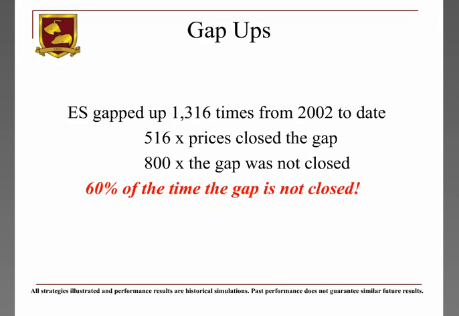516 times that gap was closed. 800 times the gap was not closed. In other words, 60% of the time, the gap is not closed. So there could be money made waiting for that gap, but more importantly, 60% of the time, if we do gap up in the E-minis, we continue moving to the upside. So that gives us a tell, an idea of what may happen the rest of the day.